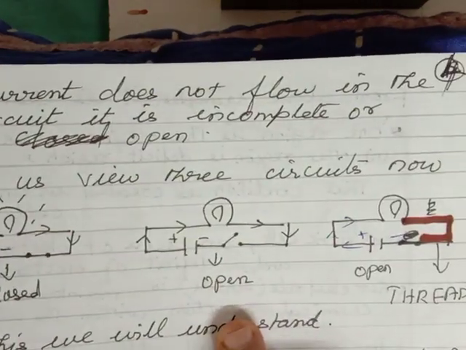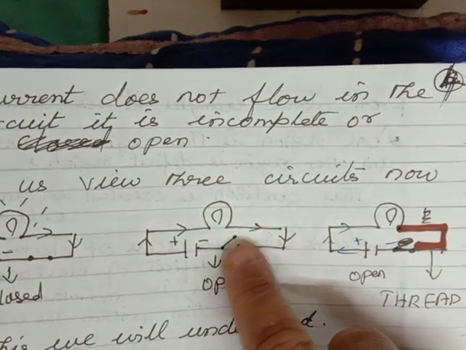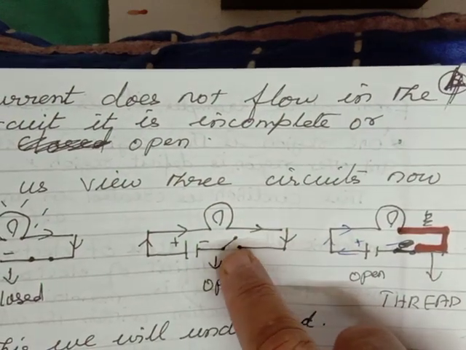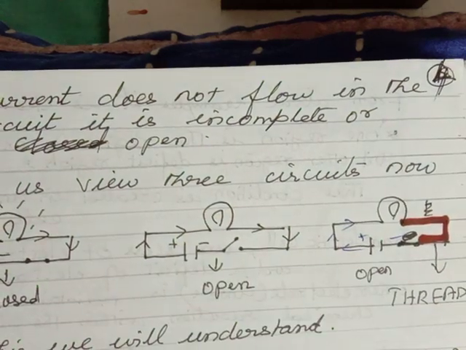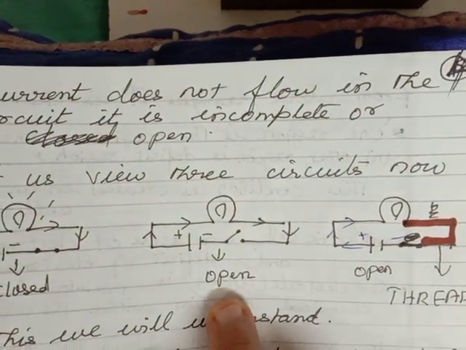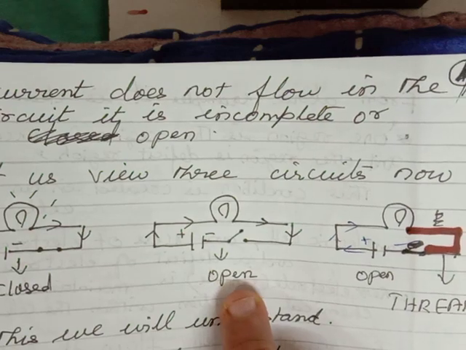Now see the second diagram clearly. See, the switch is off. That means it is open. There is a small gap. And see whether the bulb is glowing or not. The bulb is not glowing. That means the circuit is incomplete, or it is also called an open circuit.